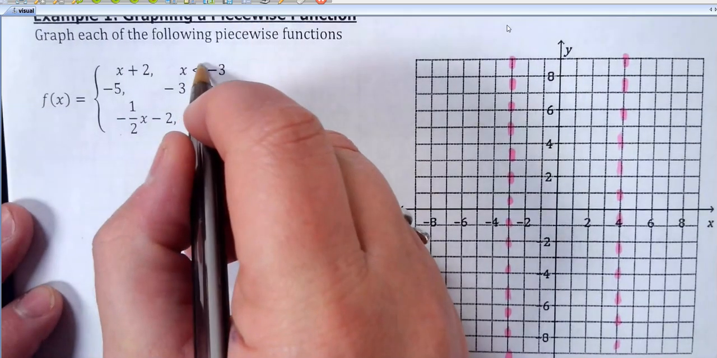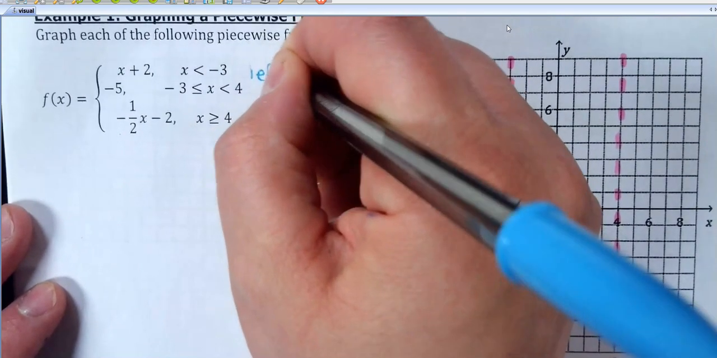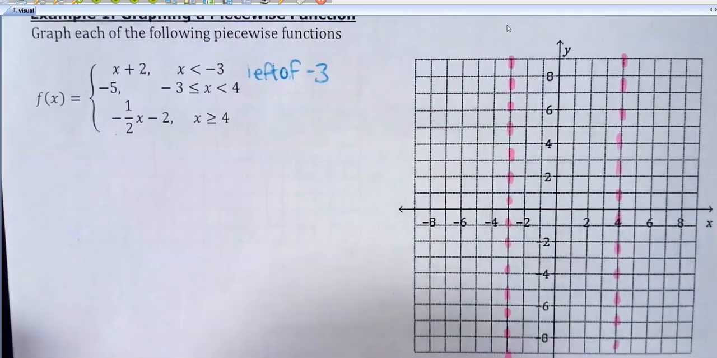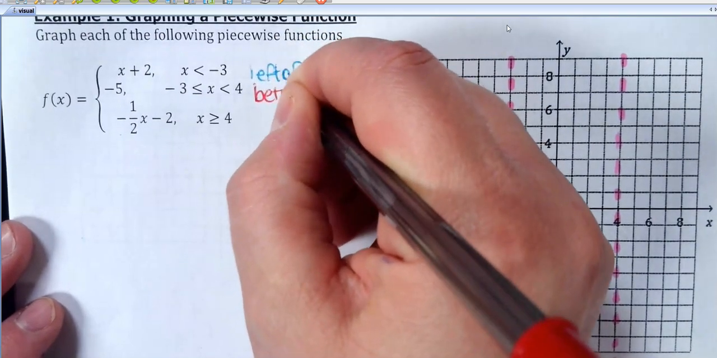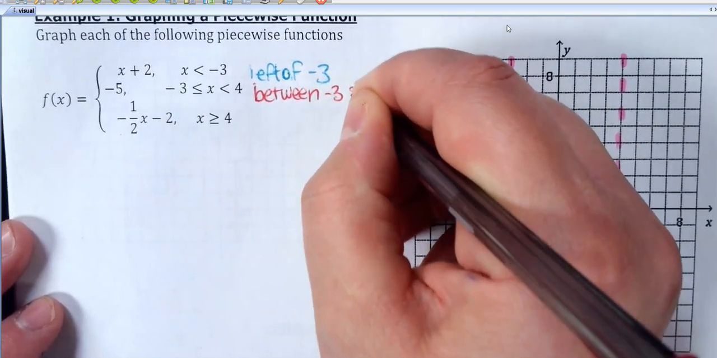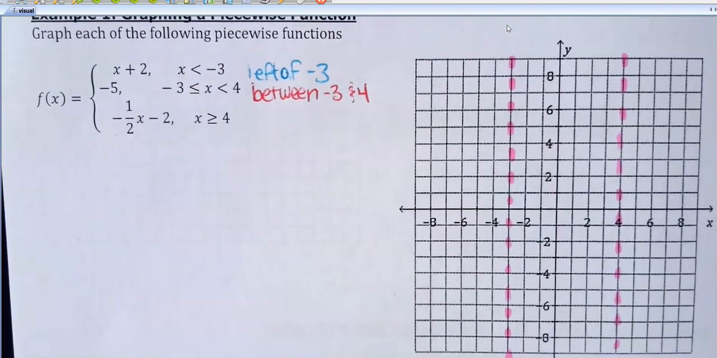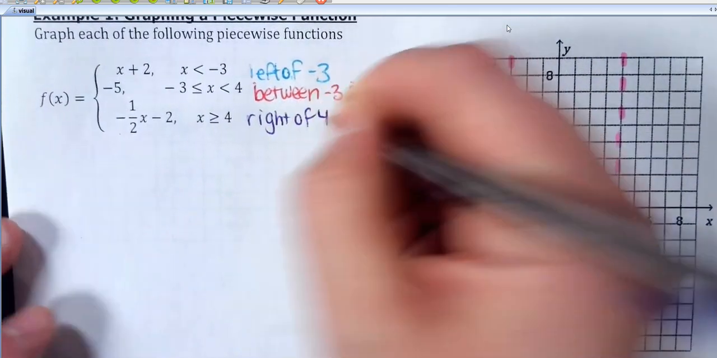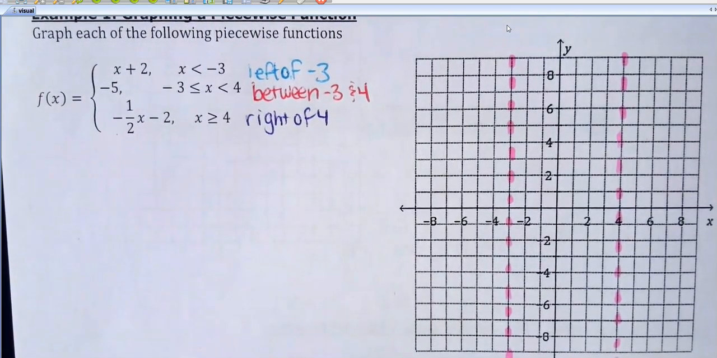This says x is less than -3, so this would be left of -3. The middle piece says x is between -3 and 4, so literally that piece is going to be between -3 and 4. And then the last piece, greater than, goes to the right, so it says x is greater than or equal to 4. This is going to be on the right of 4. So all those vertical lines we just drew in the graph, x equals -3 little dotted line and x equals 4 little dotted line, are where the pieces will switch.